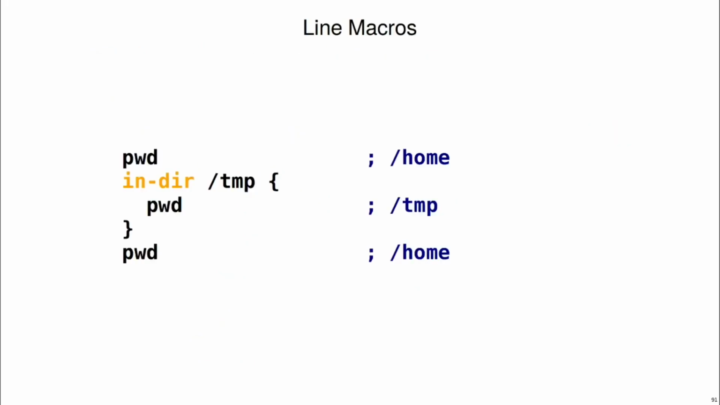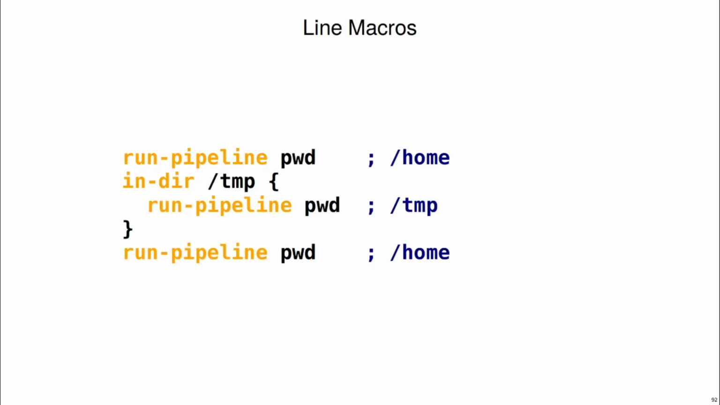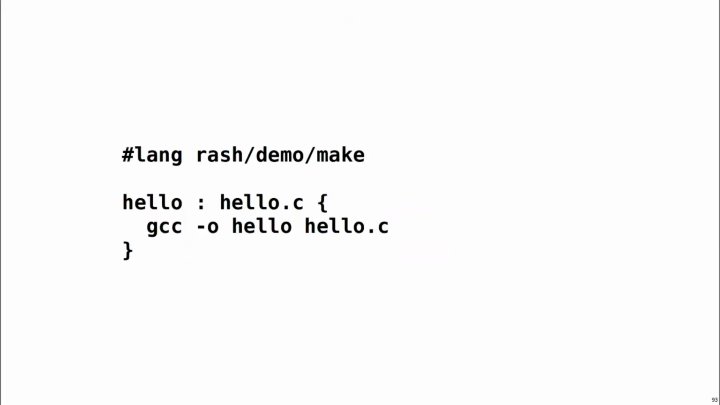Linea code gets its meaning from line macros, and actually not just lines that explicitly start with one. Lines that don't start with a line macro invocation have an implicit line macro inserted. Generally, this is the run pipeline macro, but different defaults can be set for different lexical regions of code. Rash's extensibility even allows us to make DSLs embedded in another DSL.